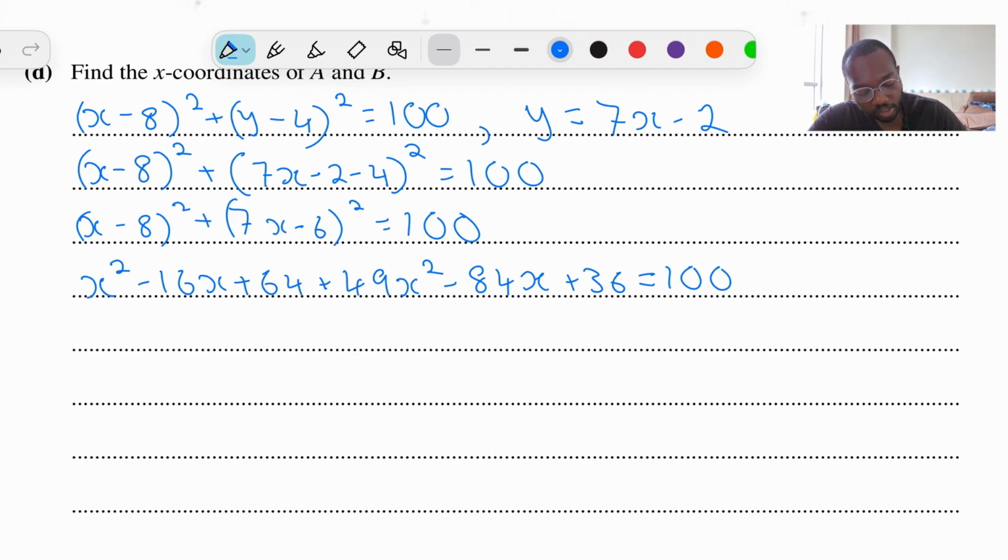Now let's collect like terms. We get x squared plus 49x squared is 50x squared. Minus 16x minus 84x is minus 100x. And then our constants, 64 plus 36, cancel out with this 100 here. So therefore, that's just a 0 there.